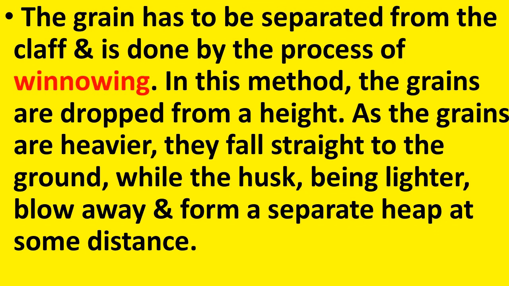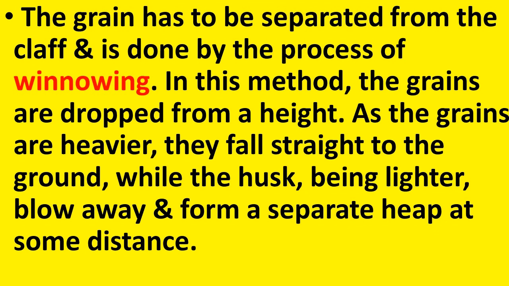What do we do in this method? In the winnowing method, the grains are dropped from a height. As the grains are heavier, they fall straight to the ground, while the husk, being lighter, blows away and forms a separate heap at some distance. So actually this method you have already learned in 6th standard.